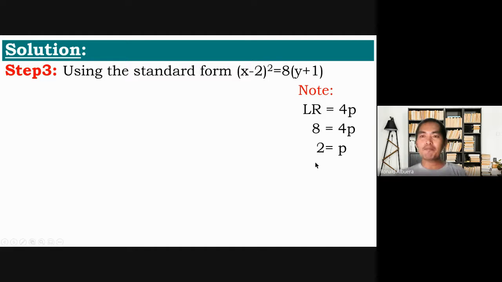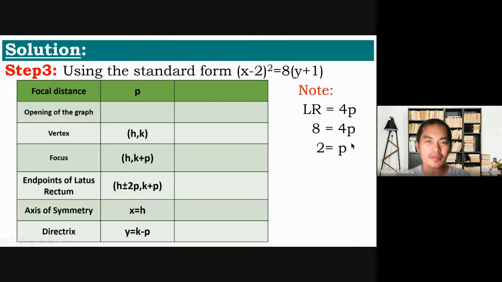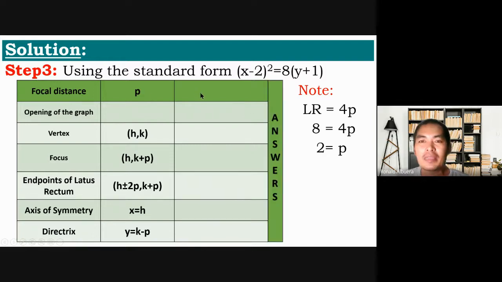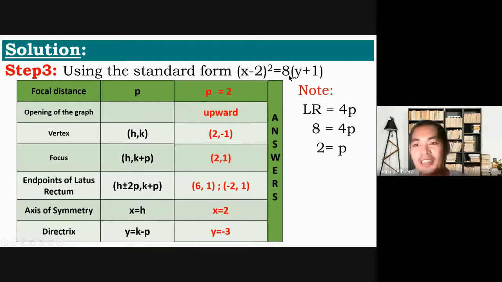Okay. Pag may p na tayo, makukuha mo na po ang focus. Okay? So, makukuha mo na focus, makukuha mo na opening of the graph, the endpoints of the latus rectum, the axis of symmetry, the directrix. Unahin natin ang focal distance represented by p. So, that is p equals 2. Paano naman yung opening of the graph? Ang opening ng graph is yung reference nyo, yung coefficient ng y plus 1, which is 8. Pag positive siya, upward. Bakit upward? Kasi ang may square ay x. Tandaan ha?